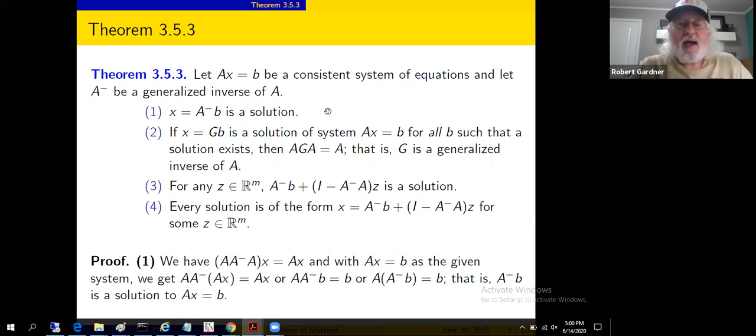All right, I might need this in the background as well, so it'll take us a slide or two more to get through this. Next claim's a little bit more involved. If X equals G times B is a solution of the system of equations, and this works for all vectors B for which a solution exists, all right, so there may be vectors B for which this system of equations is consistent, and there may be vectors B such that this system is inconsistent. Well, we're only saying this can be done for all B for which a solution actually exists. So you're generating solutions like this, and this can be done for all B for which a solution exists. Then we must have that G is a generalized inverse of A. All right, so that's what we're showing next.